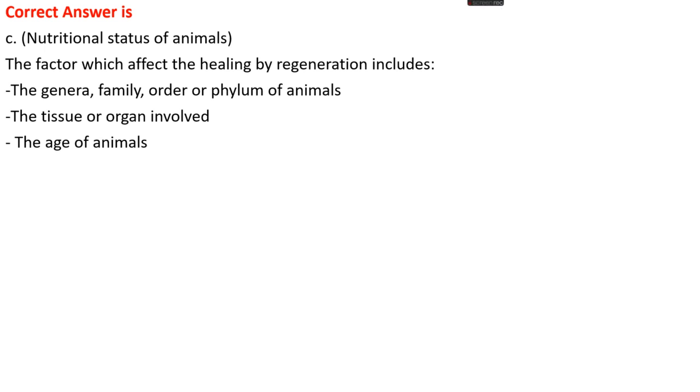The factors which affect the healing by regeneration include the genus, family, order, or phylum of animal, as well as the tissue and organ that get injured.